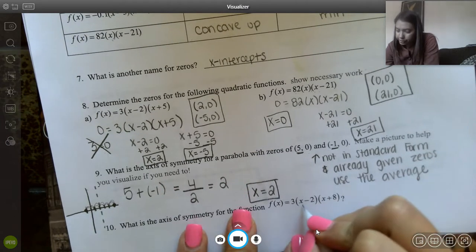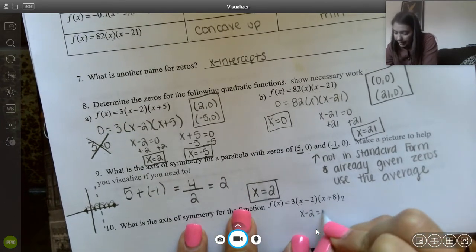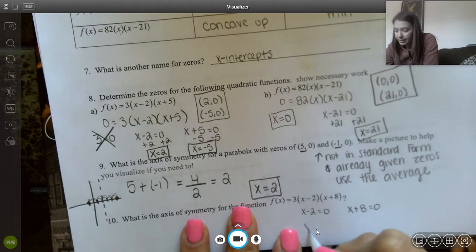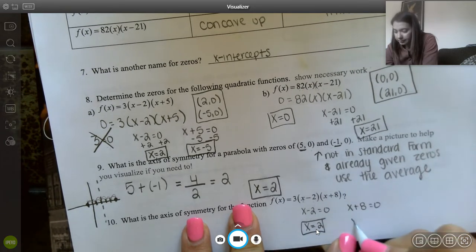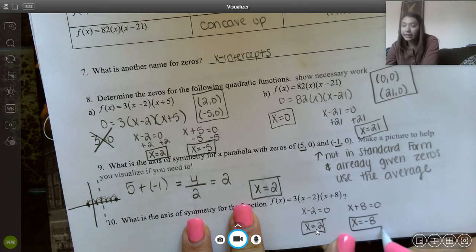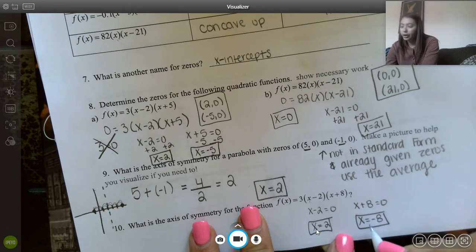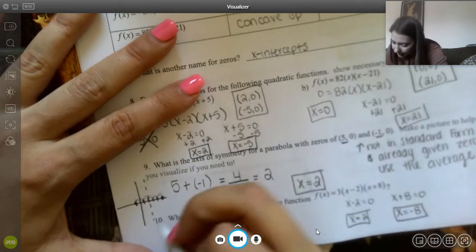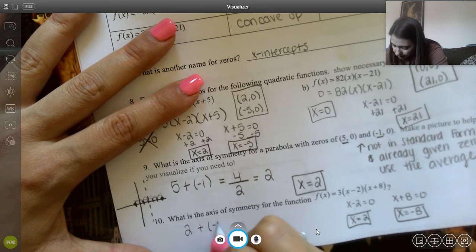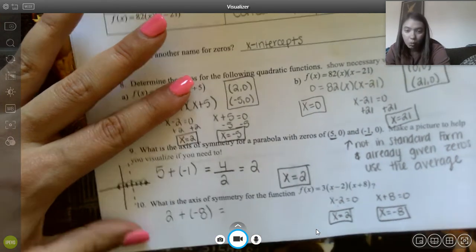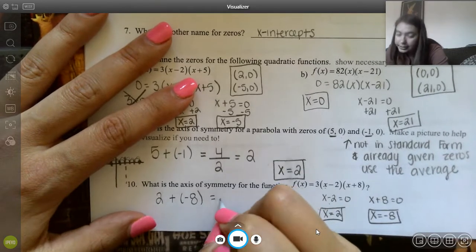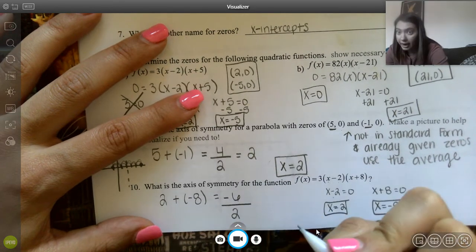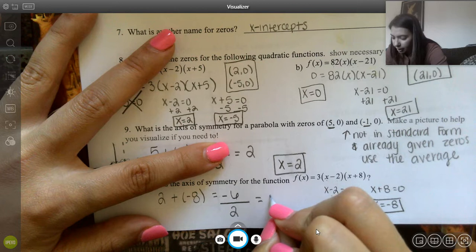So if x minus 2 is equal to 0 and x plus 8 is equal to 0, we know that our x-intercepts are going to be positive 2 and negative 8. And if you need to show your work to see how we get those, you would add 2 to both sides, and you would subtract 8 from both sides. So then we can take positive 2 and negative 8, and we can add them together. When we do that, we get the value of negative 6. And in order for us to take the average of those two numbers, we would divide that in half. So divide by 2. When we do that, we get the value of negative 3.